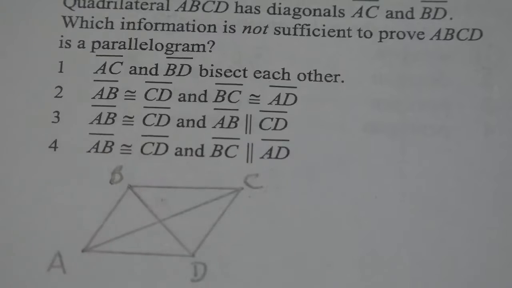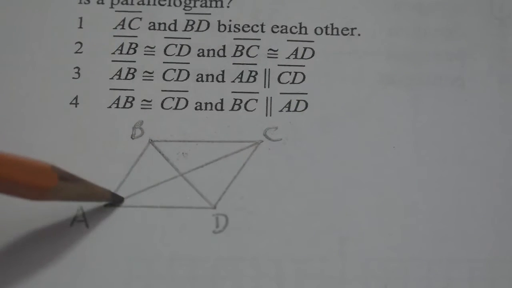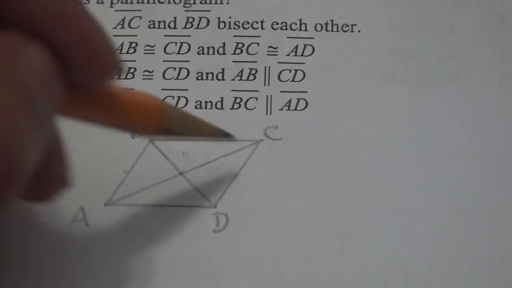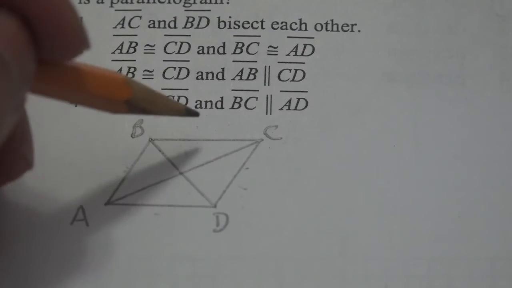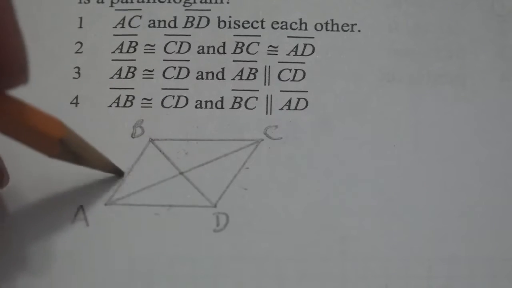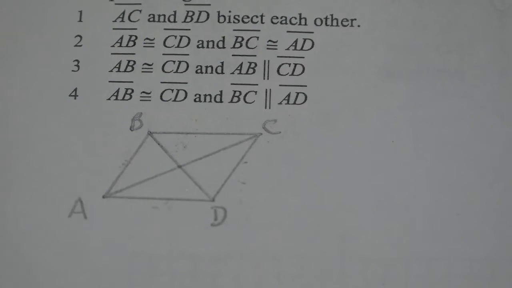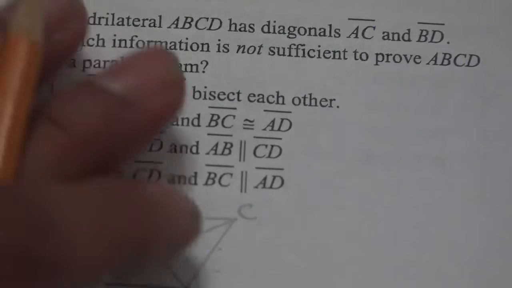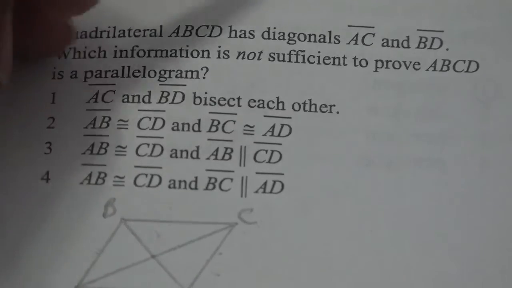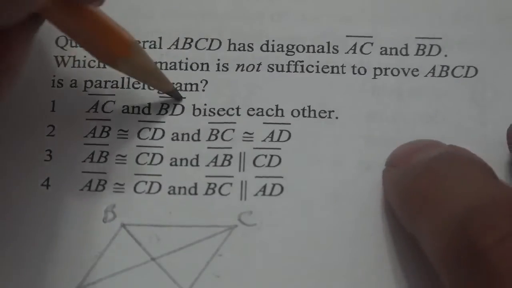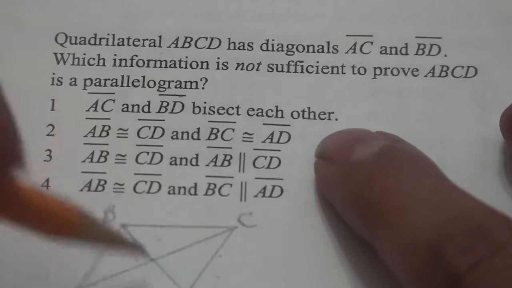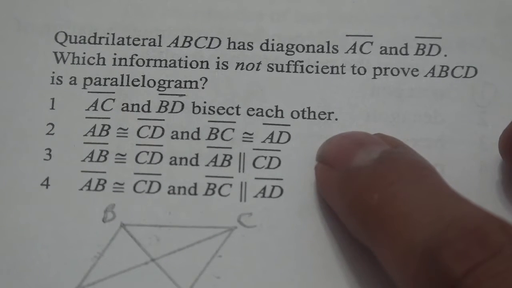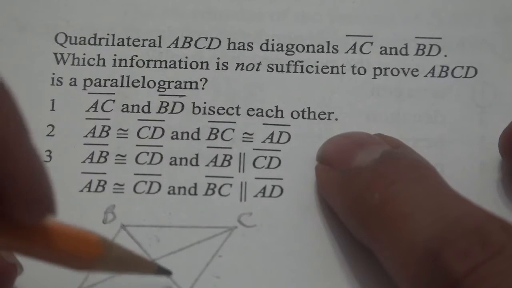So, first things first. What do I know about a parallelogram? Diagonals bisect each other. Opposite sides are parallel. Two pairs of opposite sides are congruent. Now let's see. We're looking for what is not sufficient to prove that it is a parallelogram. AC and BD bisect each other. That is a part of a parallelogram, so this is sufficient.